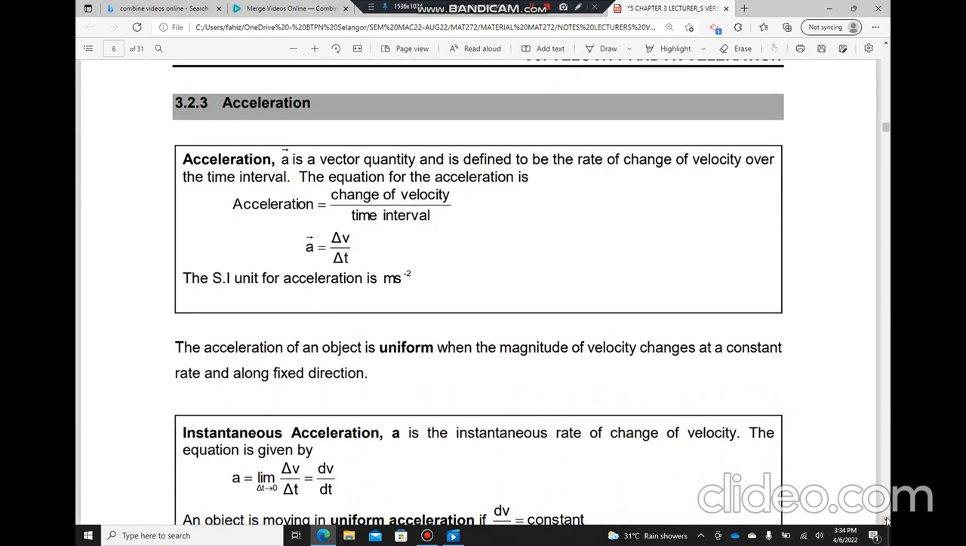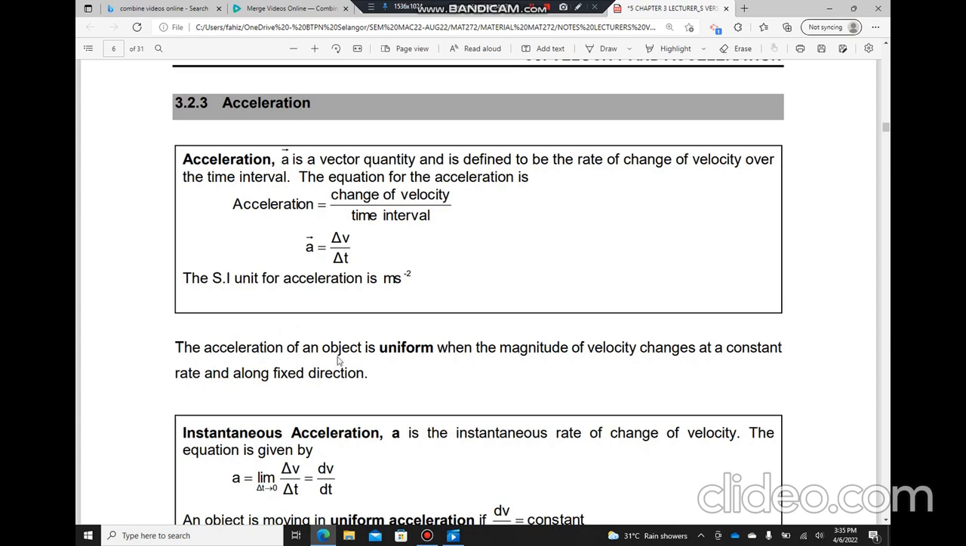Next is acceleration ataupun pecutan. Tadi hal laju. Okay, acceleration A is a vector quantity and is defined to be rate of change of velocity over the time interval. The equation for the acceleration is, okay, acceleration equals to change of velocity divided by time interval. The SI unit for acceleration is ms-2.